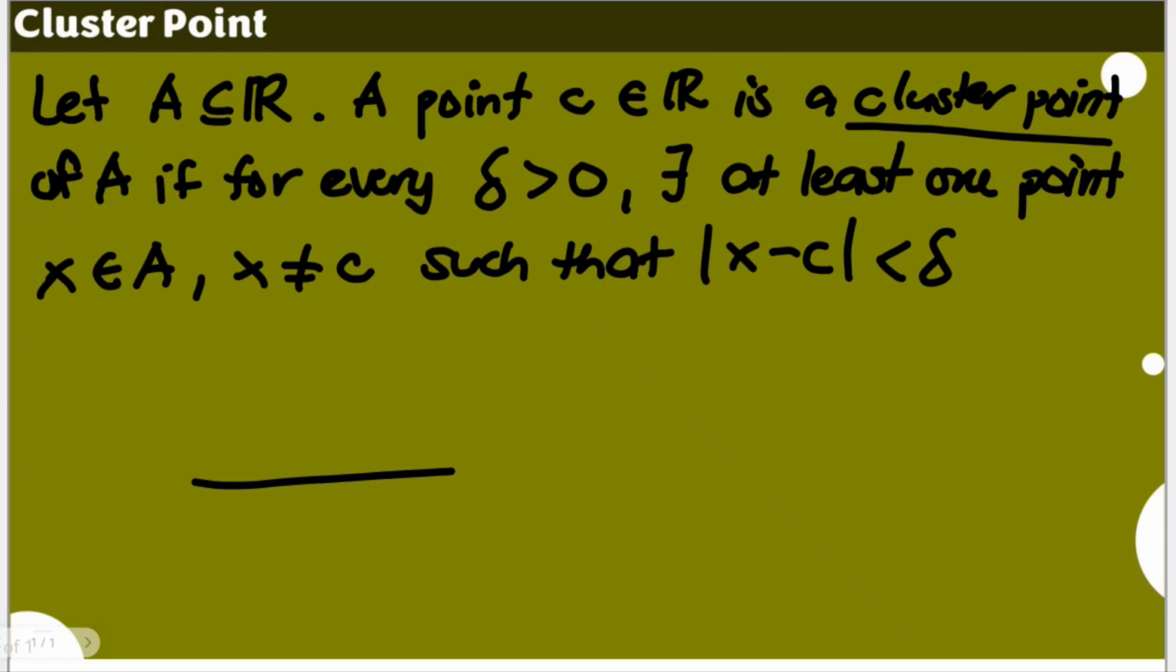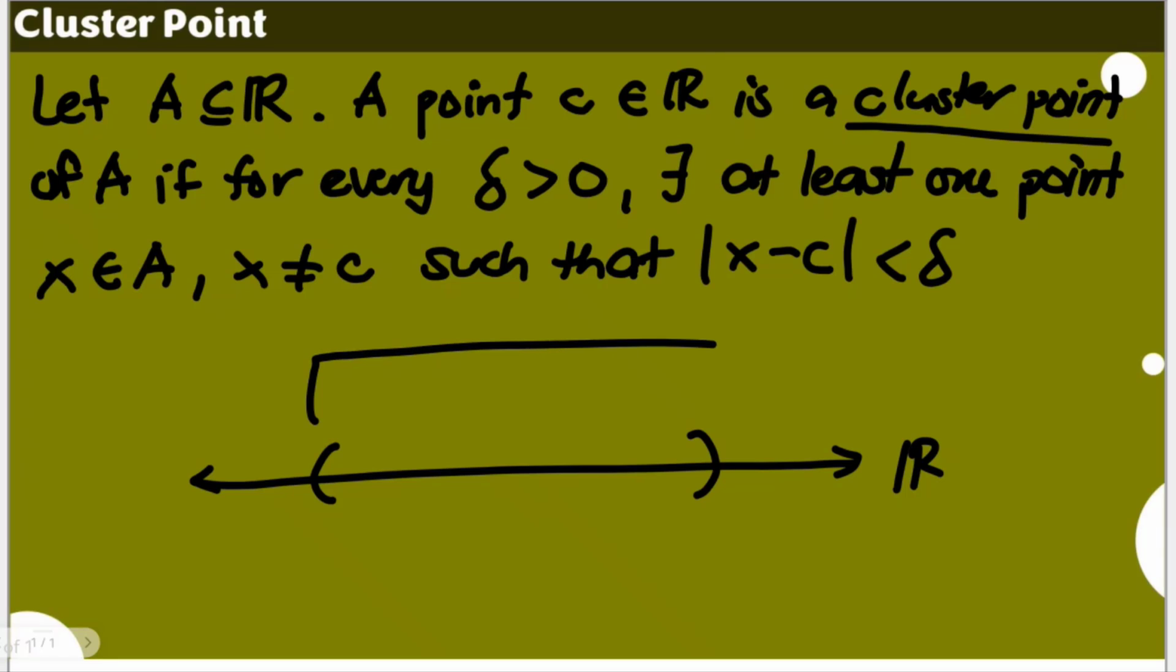Say for example we have this real number line, and this is our subset, our set A. If there exists a point C here, which is an element of real numbers, or even C can also be a non-element of A as long as it's an element of real numbers, and if we could locate, for any delta however small, so this is minus delta and this is plus delta, one point in this interval, say for example this one here, x, that is not equal to C, then we can consider C to be a cluster point of A.